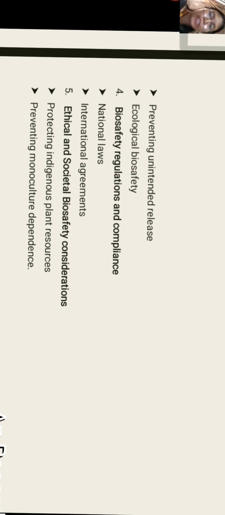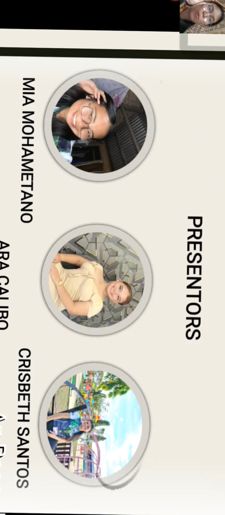The next is preventing monoculture dependence, meaning avoid growing only one type of crop everywhere. Why it matters? Because monoculture increases the risk of pests, disease, and crop failure, which can hurt farmers and food supplies. Don't grow just one kind of crop all the time.